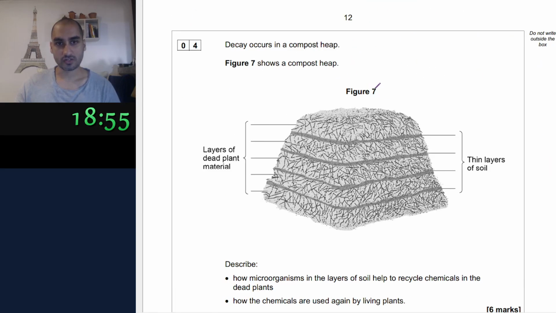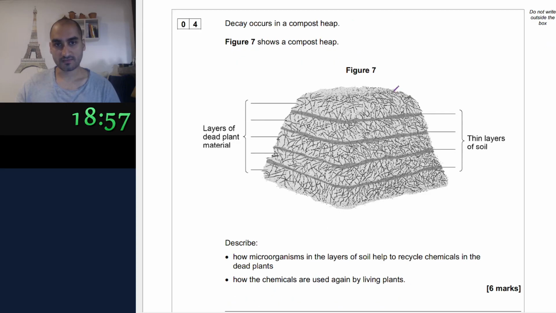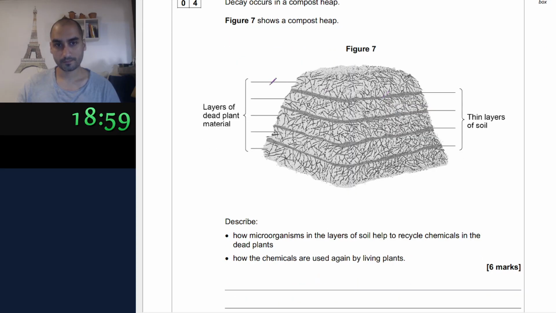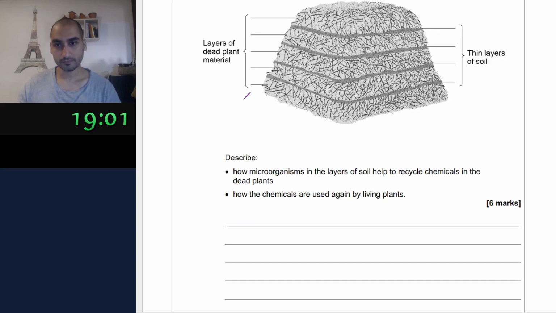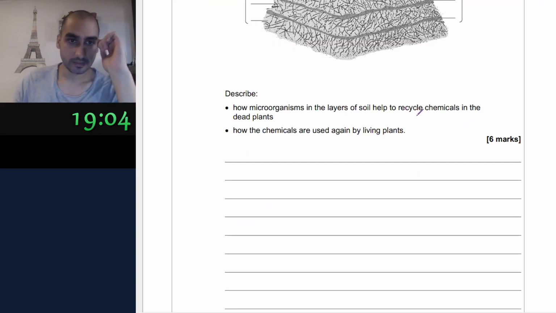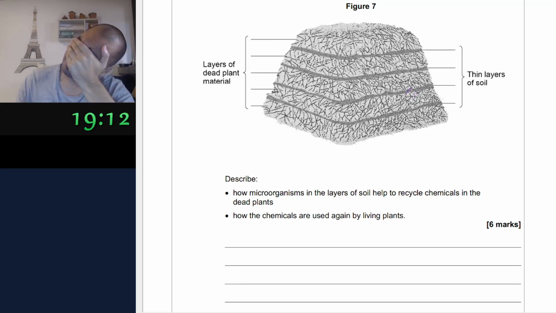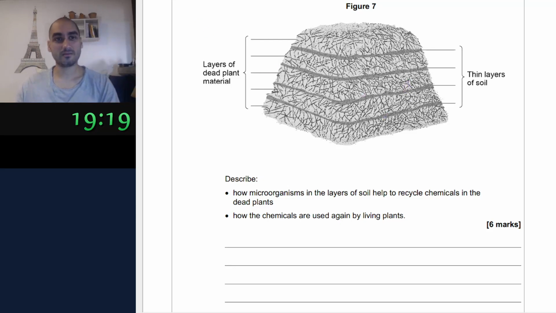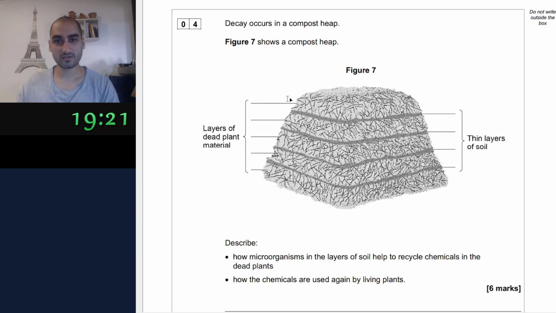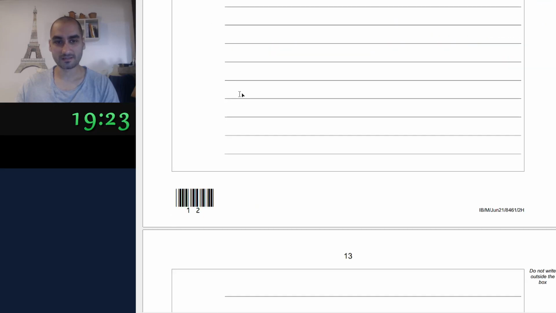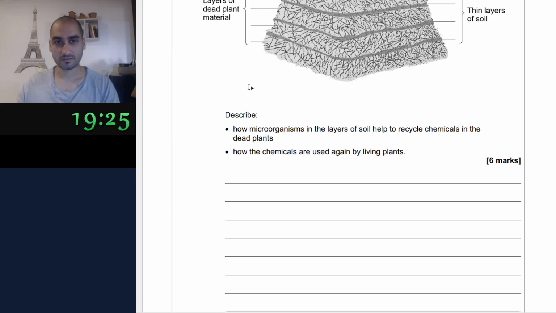Alright, decay occurs in a compost heap. Figure 7 shows a compost heap. 6 marks! Describe how microorganisms in the layers of soil help to recycle chemicals in dead plants. How the chemicals are used again by living plants. I mean, I don't know what to say that's worth 6 marks here. God.